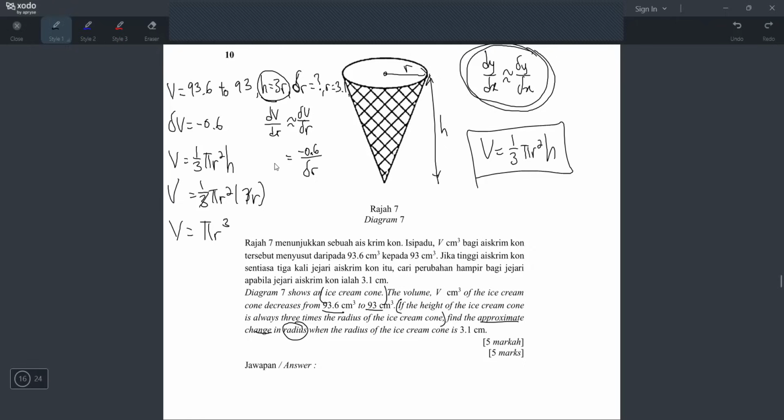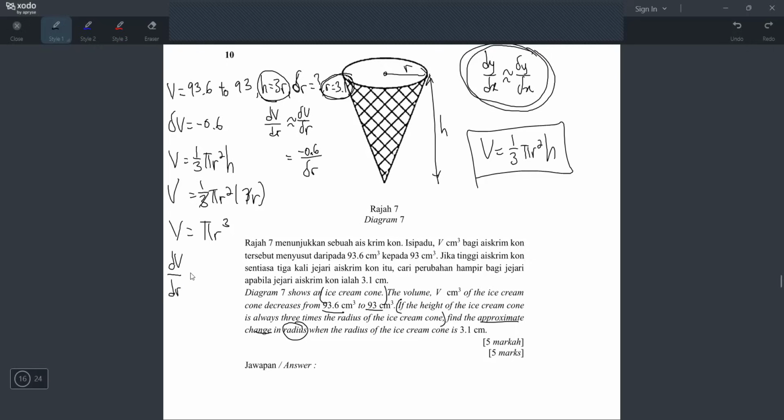A lot of students will make this mistake where they take the R, 3.1, and substitute it inside this R. Hey, don't do that. Why do you do that? If you do it like that, it's wrong. This R is for you to substitute after you differentiate. Only after you differentiate will you substitute the R. Don't substitute now. You have to differentiate first.